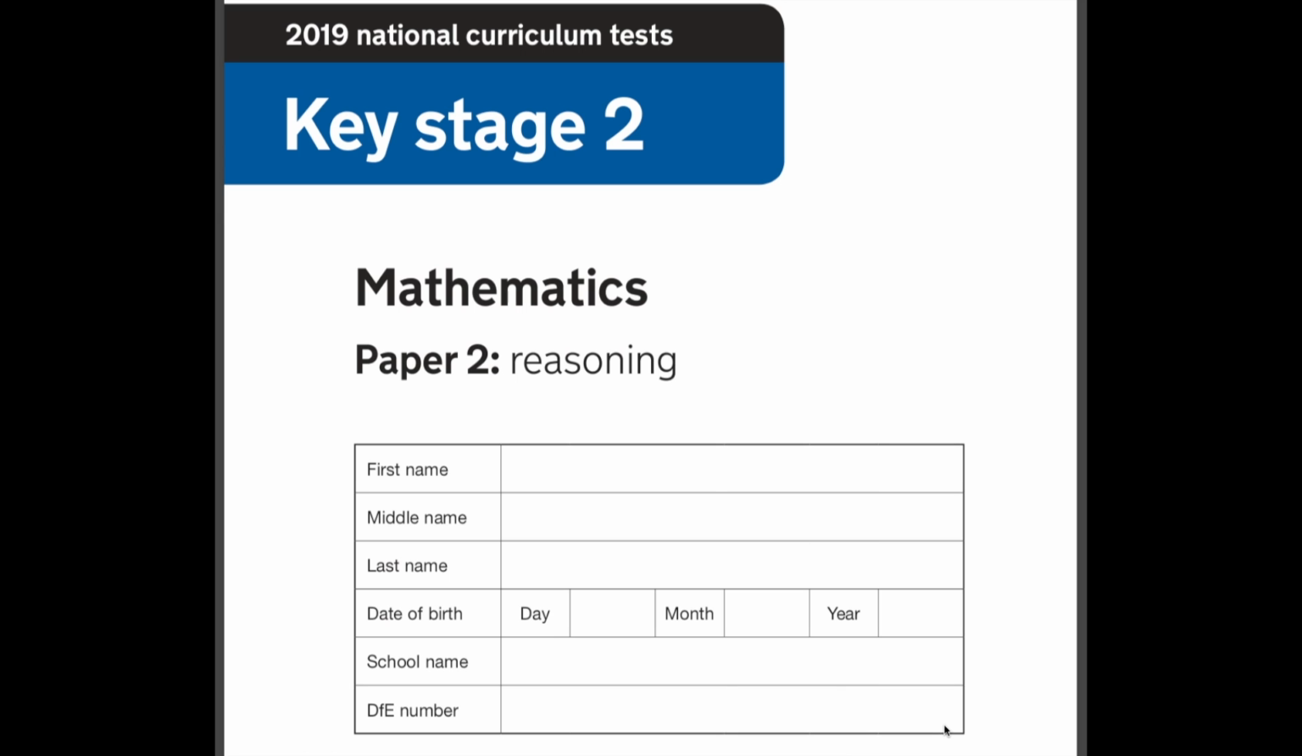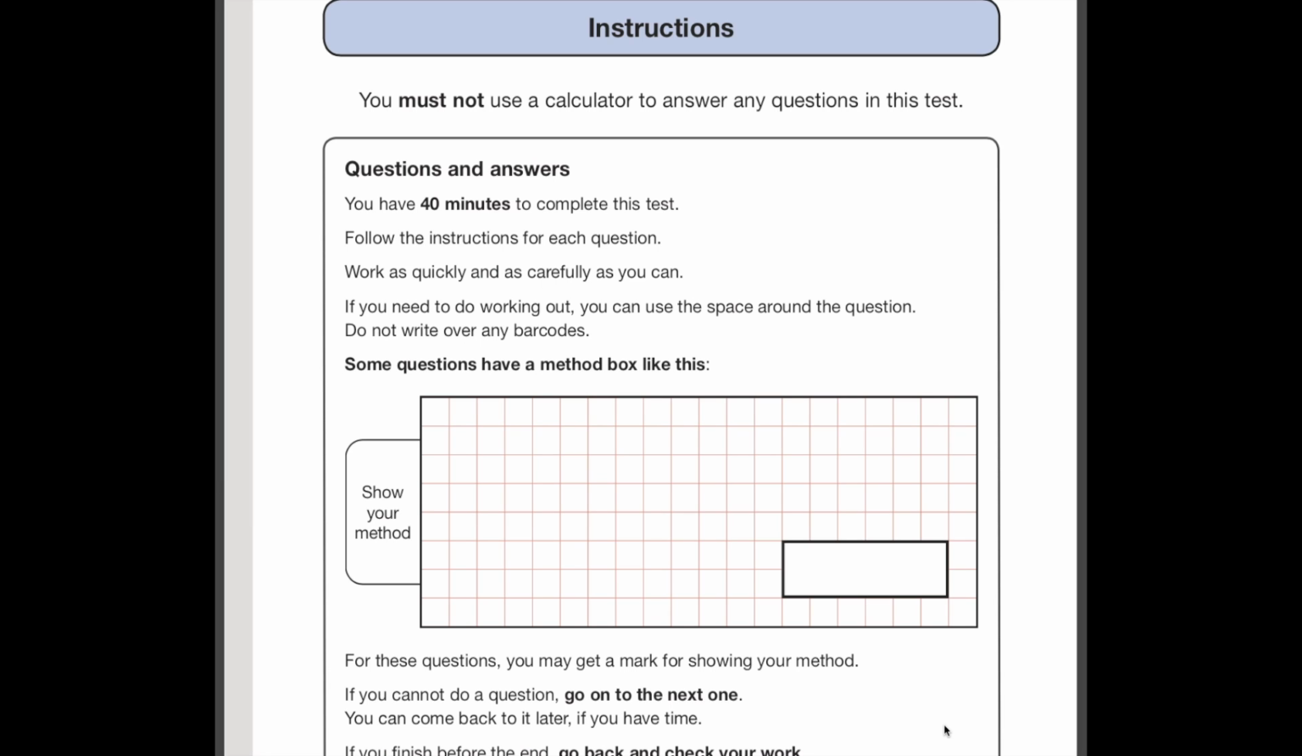Welcome to my guide to the 2019 Key Stage 2 Reasoning Paper 2. What I suggest you do is download this paper, give yourself 40 minutes maximum to do the test, do as much as you can, and once you've finished, come back and watch this video, see if you got the marks, and also see where you may have gone wrong so you can work on it for next time.